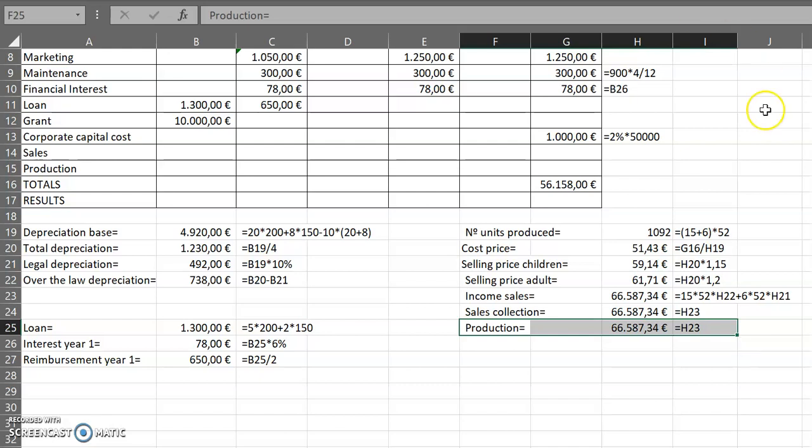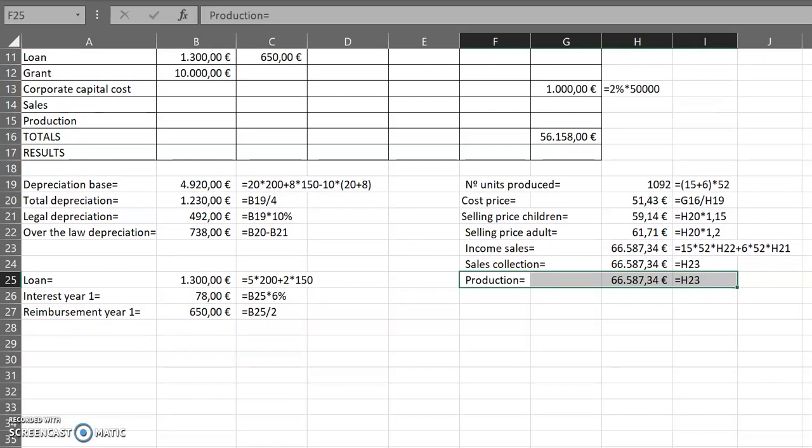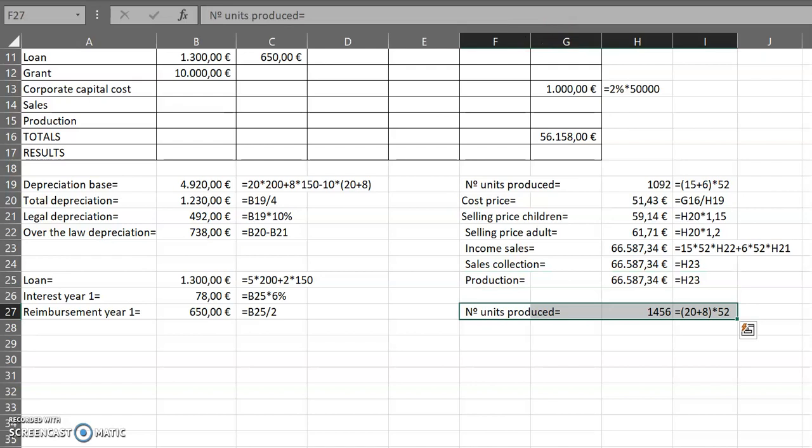However, this is not completely accurate, because we have a little bit more information. When we calculated depreciation, we saw that the company did not have 15 adult bikes, they had 20. And they did not have 6 children bikes, they had 8. So considering this information, we can say that the number of units produced will be 20 adult bikes plus 8 children bikes multiplied by 52, considering they are only renting during the weekends. And the number of units sold will be those 15 bikes plus 6 children bikes per weekend.